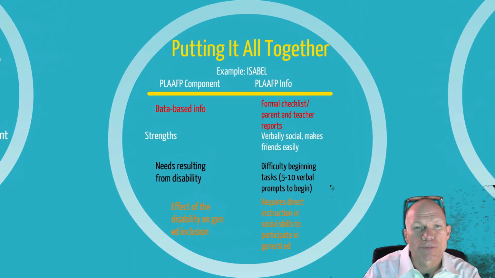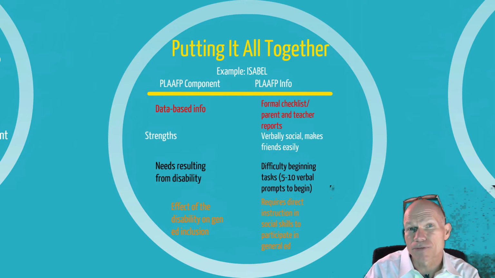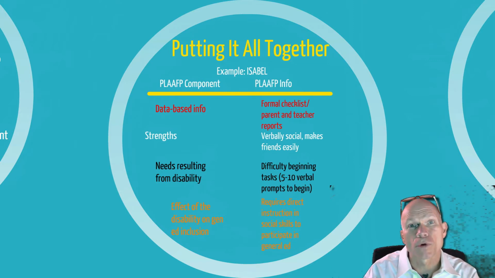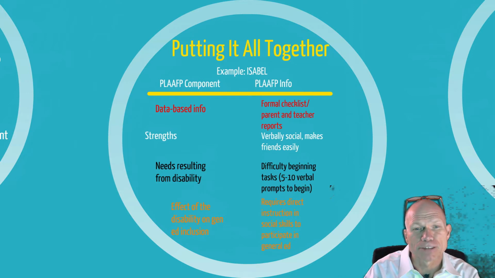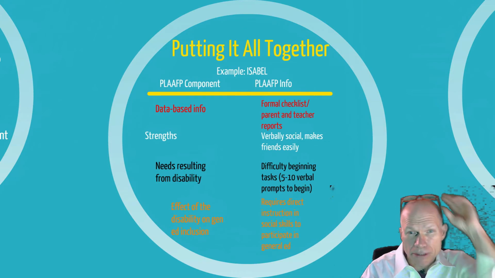So let's put it all together. Here's an example. A student named Isabel. We have some database info that comes from a formal checklist. We have parent and teacher reports, and we have strengths identified as she is verbally social and makes friends easily, but she has difficulty beginning tasks. Takes 5 to 10 verbal prompts before she begins. And the effect of the disability on general education inclusion is that she will require direct instruction and social skills to participate in general education.